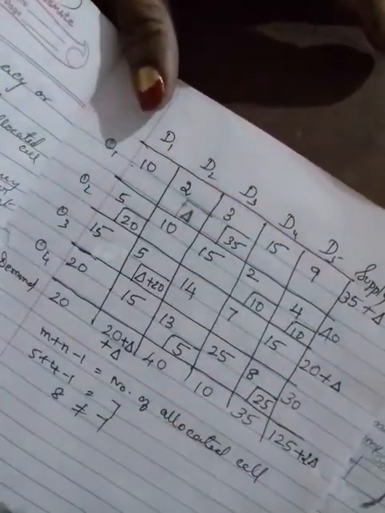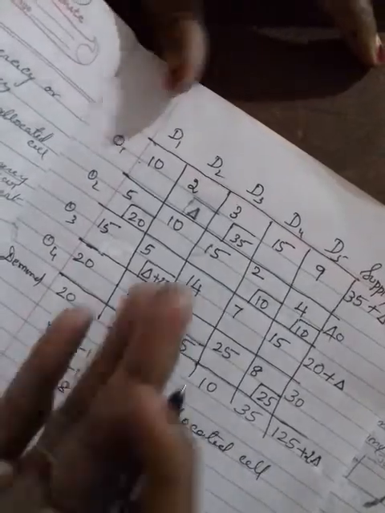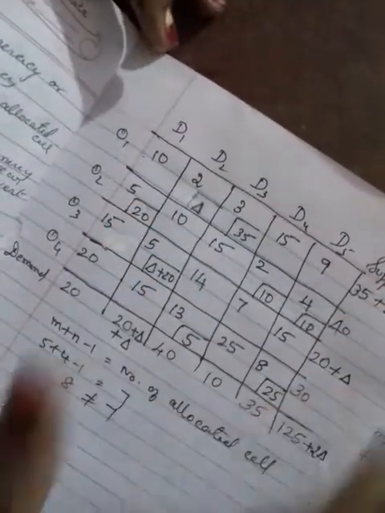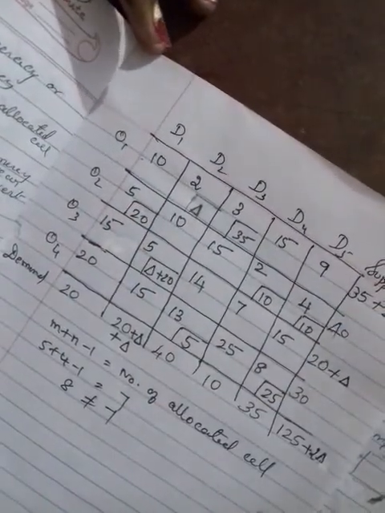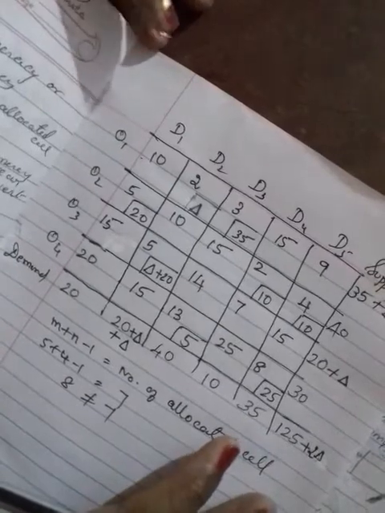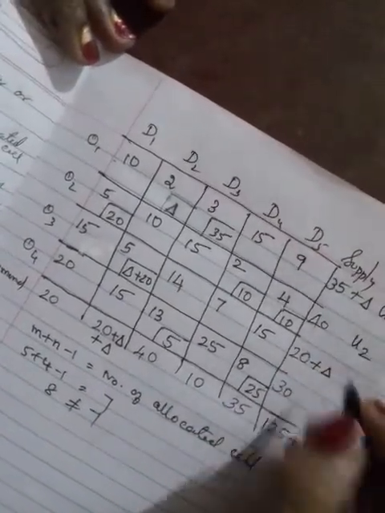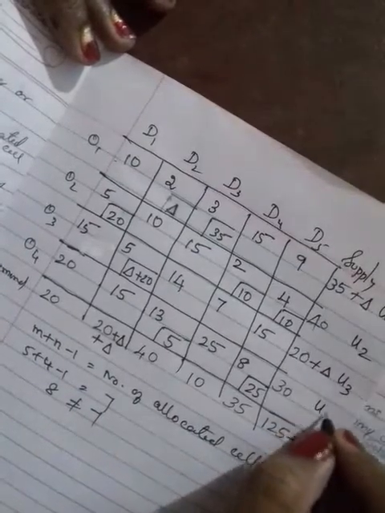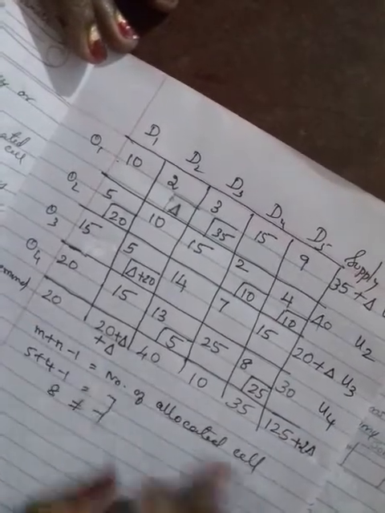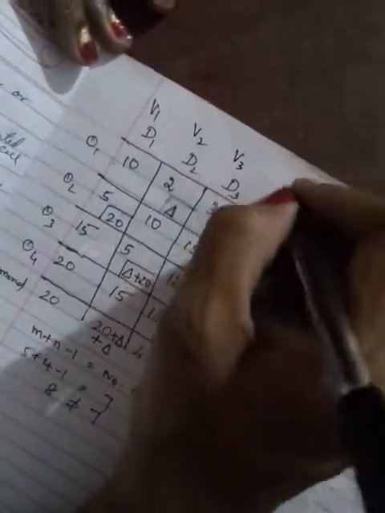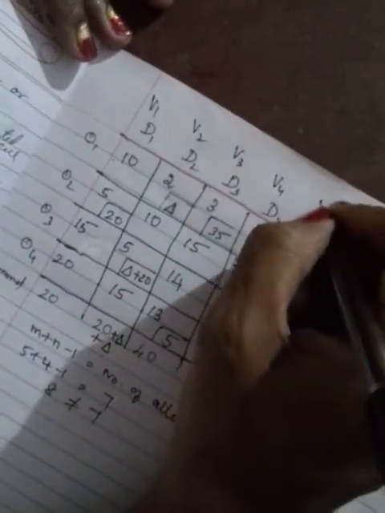In that table also we got degeneracy. Again we have to put one delta, so we put delta here. Okay, now everything is over. Now as usual you have to find your u values, v values and Dij values. So this is u1, u2, u3, u4. I don't have place here, so I put up here v1, v2, v3, v4, and this one is v5.